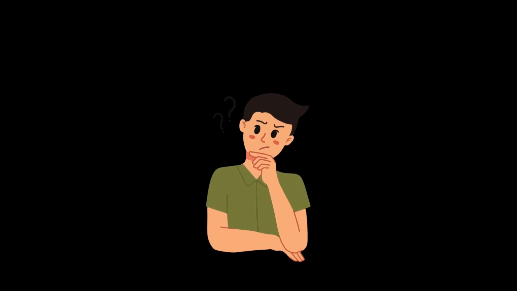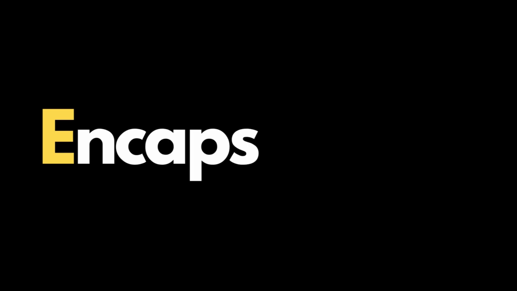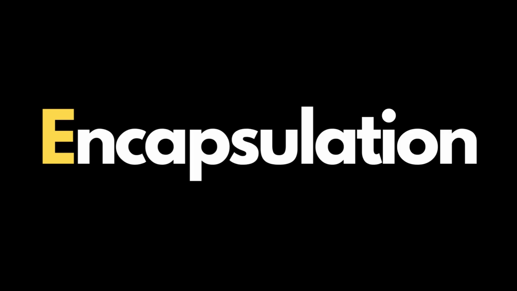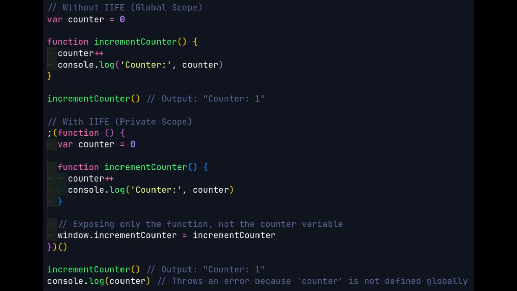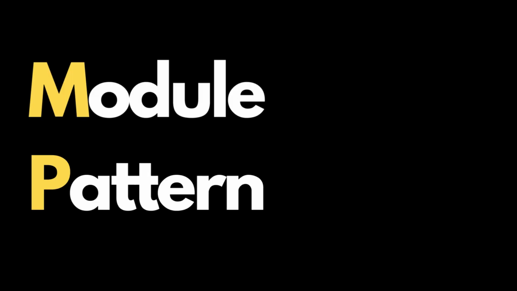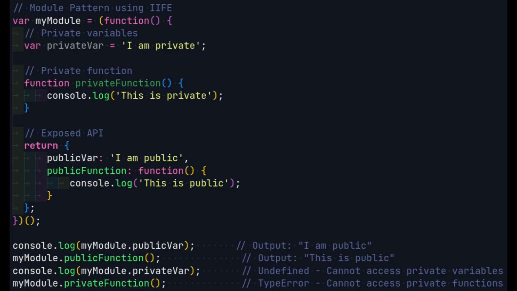Now you might be wondering, why bother? IIFE helps in creating a private scope for your variables, preventing them from polluting the global scope. This is especially crucial in larger projects to avoid naming conflicts. By encapsulating your code within an IIFE, you reduce the risk of unintentionally overwriting global variables. IIFE is a key component of the module pattern, allowing you to create modular and reusable pieces of code.